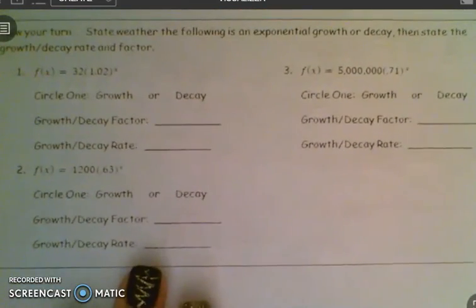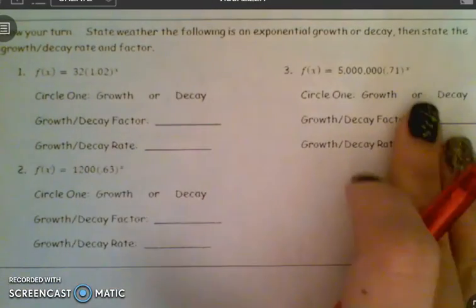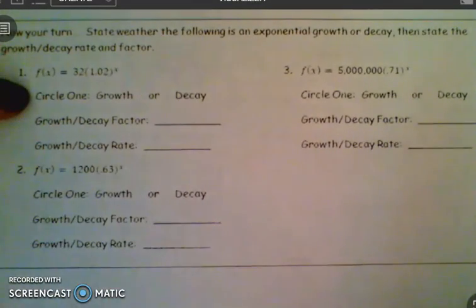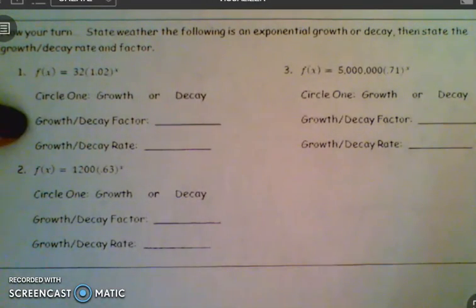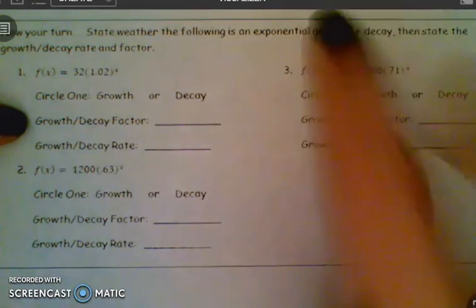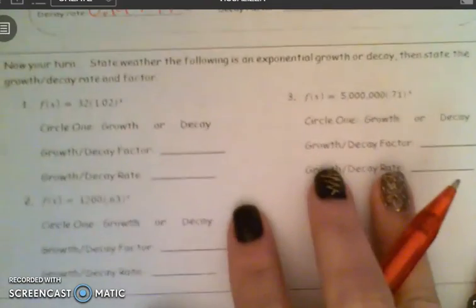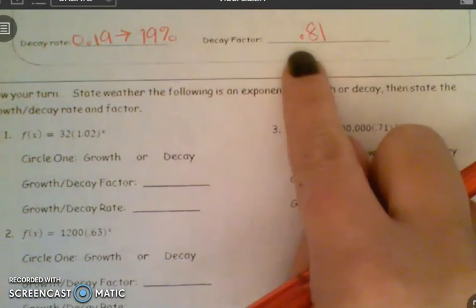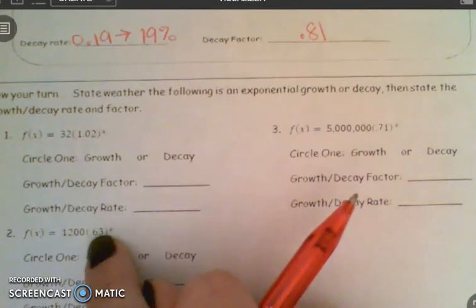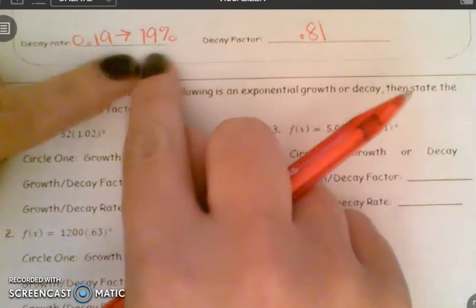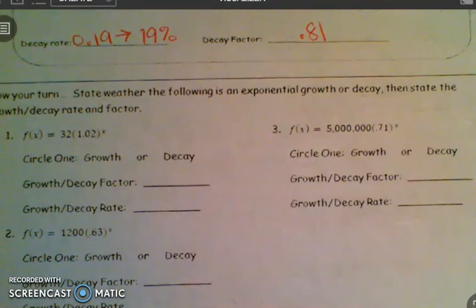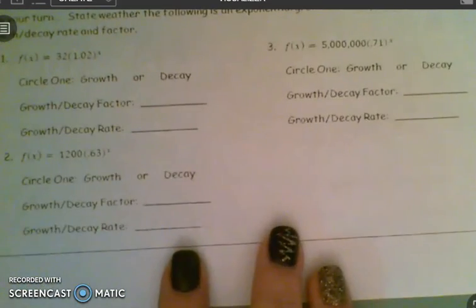So go ahead on your own. I want you guys to try this down here. It wants you to figure out if it's growth or decay, what the growth and decay factor is. So remember, the factor is the base. Oh, you can't see that. The factor is the base. The rate is the part we figured out right here. That's what you were adding or subtracting to get to it. So go ahead and try these 3 problems on your own. And then I want you to go on Canvas and check your answers.